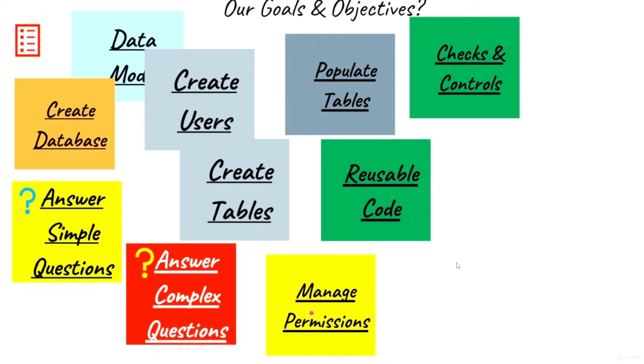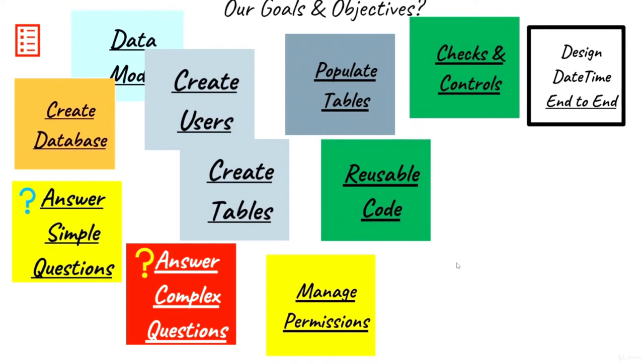The next thing is manage permissions. Managing permissions is also a part of your checks and controls, right? The only reason I split them into two different things is that managing permissions is more of an administration activity done by an administrator, whereas checks and controls with respect to business data is something that even a SQL developer can do, by creating triggers, functions and procedures, and also while designing the database itself in terms of constraints.